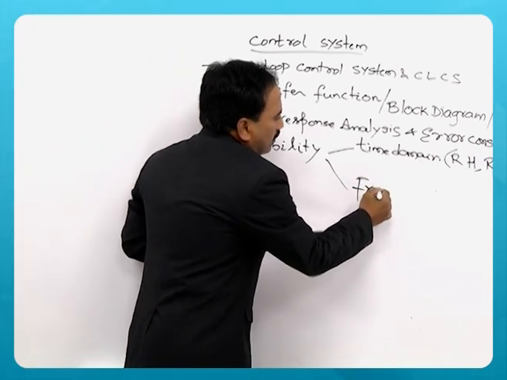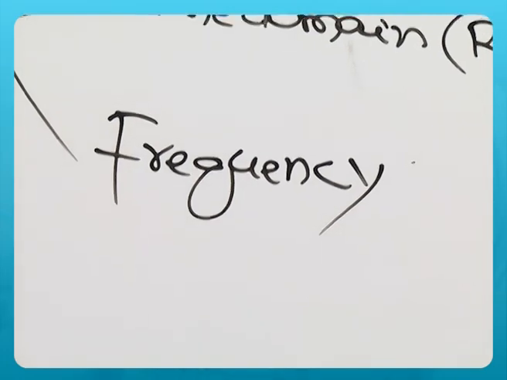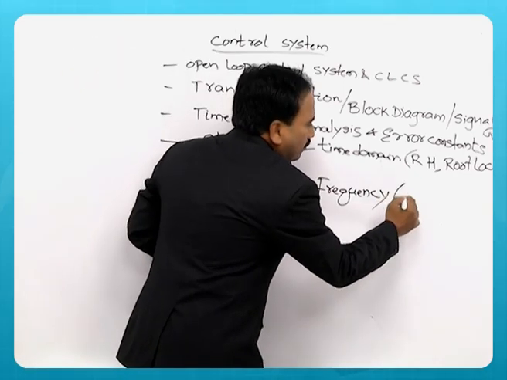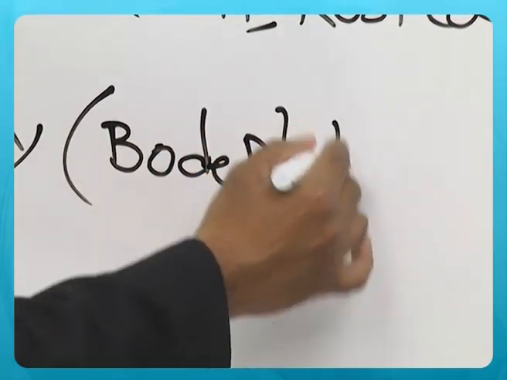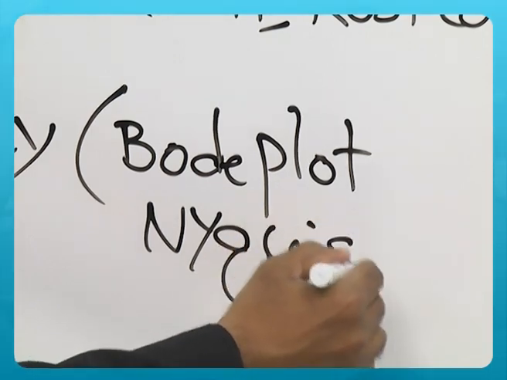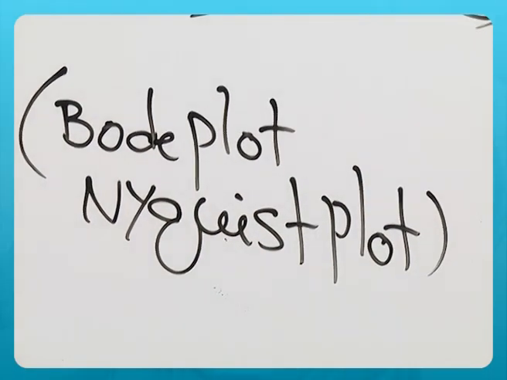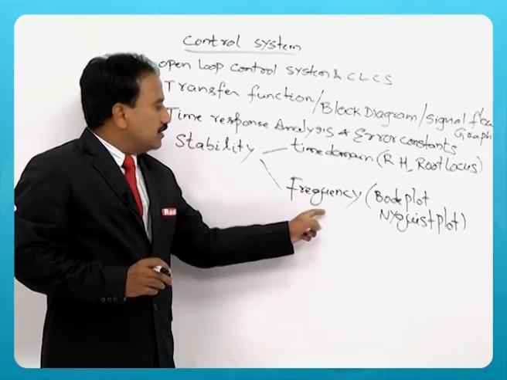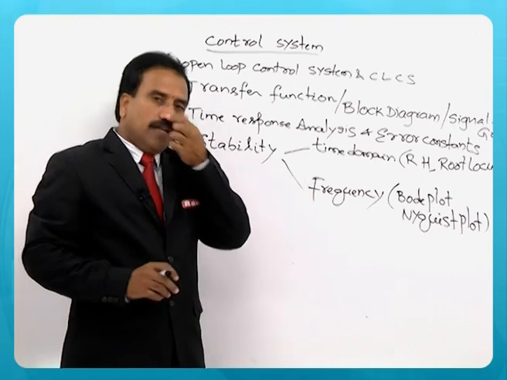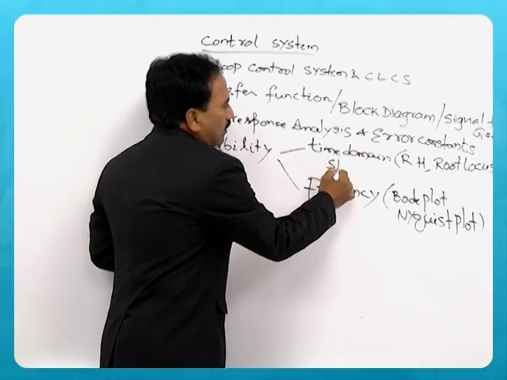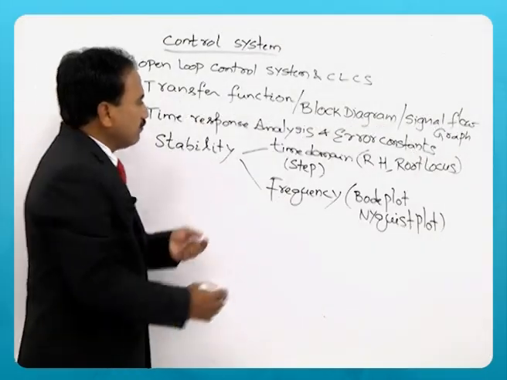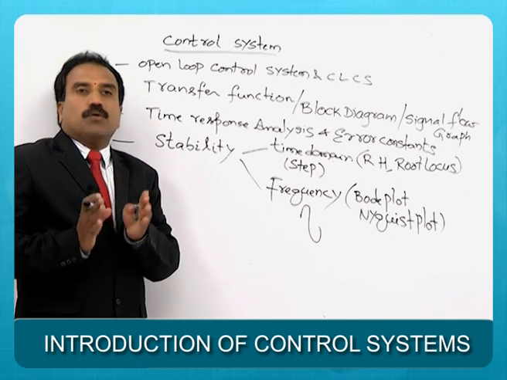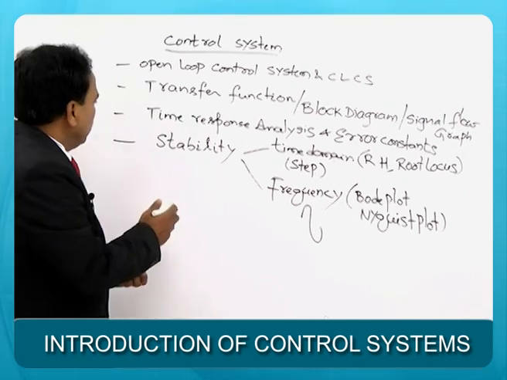The next domain is frequency domain. Frequency domain is an alternate approach to find the stability, with the help of Bode plot and Nyquist plot, etc. So with the help of graphical approaches only, we can find the stability, but this is in frequency domain. In time domain analysis, we use a signal mostly called a step signal, and in frequency domain we use a sinusoidal signal. So this is also one of the major topics in control systems to be covered in detail.